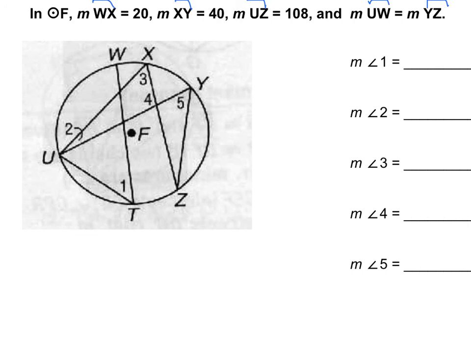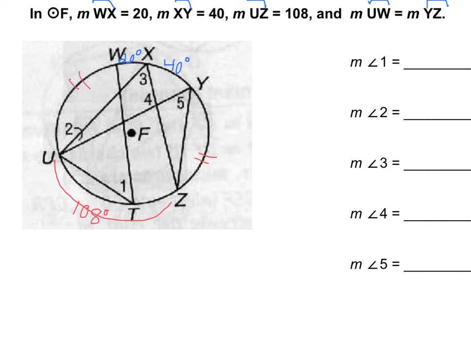Let's put some labels on. WX is 20, XY is 40 degrees, and then UZ, from U all the way over to Z here, is 108 degrees. And then also the rest of the circle there, U to W and Y to Z, are going to be congruent. So I'll put congruent markings on those arcs as well.